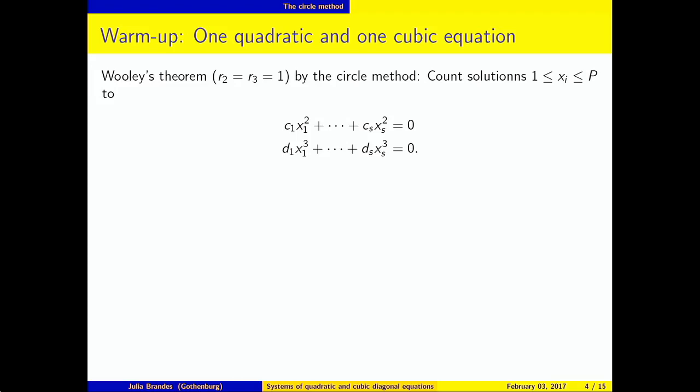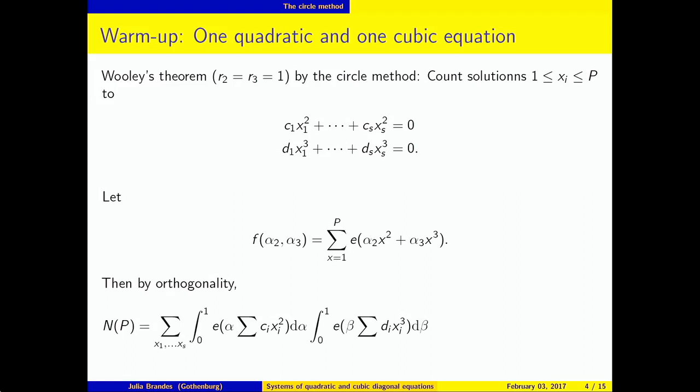So how does one go about proving results of this shape? I'll just try to give you a very quick overview of how 1 quadratic and 1 cubic goes. I'll also not talk about the main input that goes into there. I'll use that as a black box. So how do we do this?